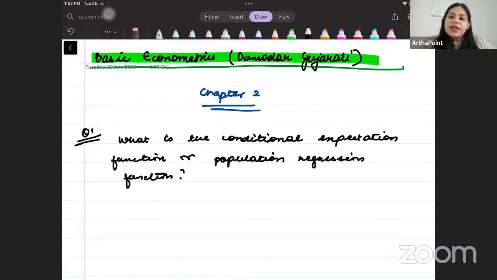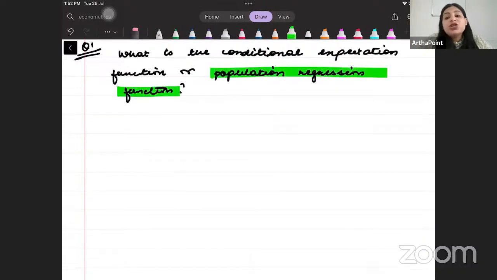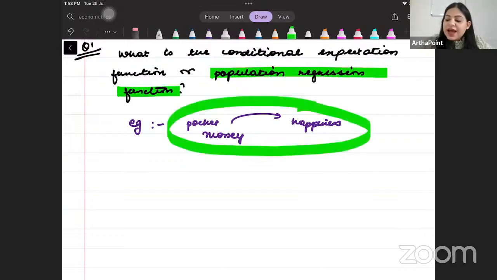Now, please understand that a population regression function, beta, is a functional relationship between what? Between a dependent variable and explanatory variable. Just say, for example, if I want to tell how your pocket money will affect your happiness, right? How will your pocket money affect your happiness? So beta, this relationship that I will draw between pocket money and happiness, that is called a population regression function.